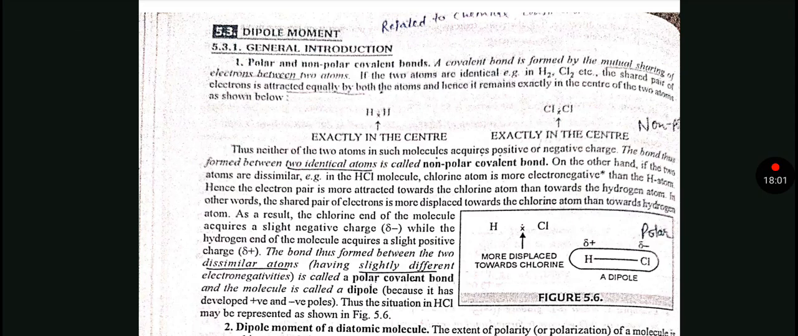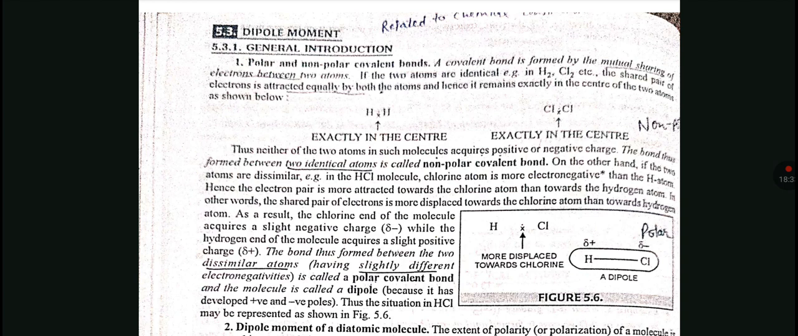Dipole moment. General introduction. Polar and non-polar covalent bond. A covalent bond is formed by the mutual sharing of electrons between two atoms. If the two atoms are identical, for example in H2, Cl2, etc., the shared pair of electrons is attracted equally by both the atoms, and it remains exactly in the center of the two atoms, as in the case of H2 and Cl2. Thus, neither of the two atoms in such molecules acquires a positive or negative charge. The bond thus formed between two identical atoms is called a non-polar covalent bond.